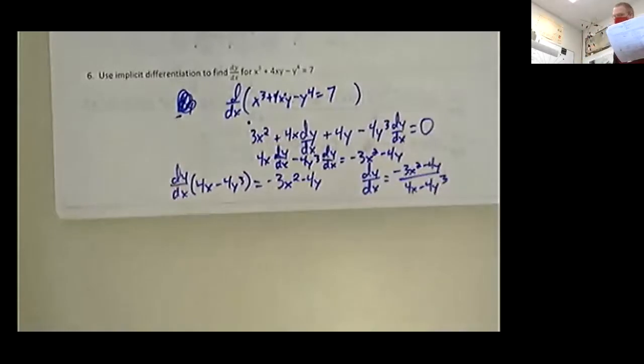Questions? Why did I do that? I can't answer that. So I canceled a 4y. Okay. So negative 3x minus 4 over 4x minus 4y. That's not how that works. Questions? We ready for the next page?